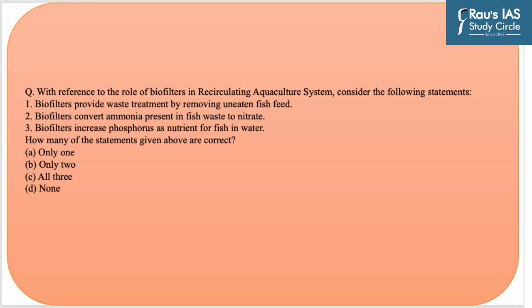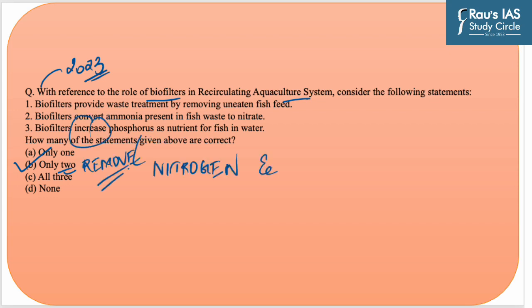For example, this question came in year 2023 based on role of biofilters in recirculating aquaculture system. Now, the answer of this PYQ is option B, that is only 2. Why? Because statement 3rd is incorrect. Because biofilters are used to remove nitrogen and phosphorus from a synthetic fish farm water. So here our answer is option B.